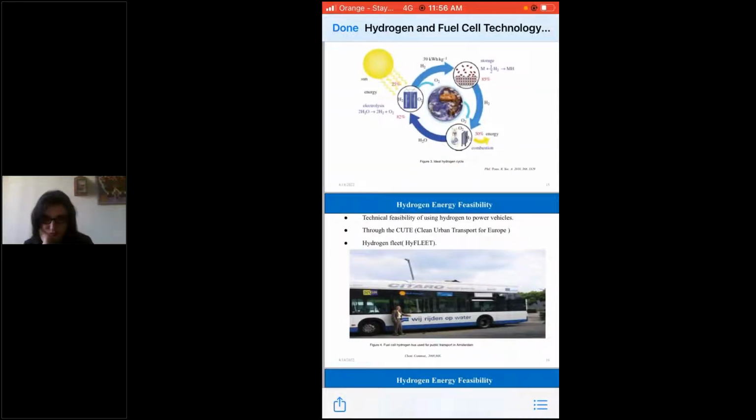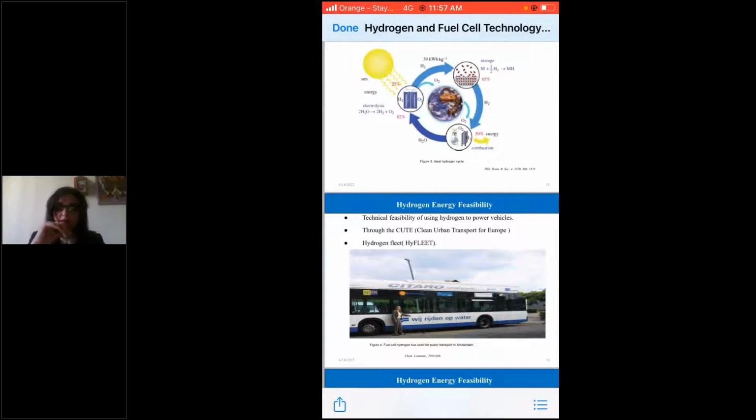In 2005, the European Union had a big project studying the technical feasibility of using hydrogen as an energy carrier. They produced around 27 fuel cell buses, distributed between 9 big cities in Europe, like Johannesburg, Paris, and so on. The buses worked with green hydrogen, and they found that hydrogen could be a very good alternative energy carrier that you can use safely.